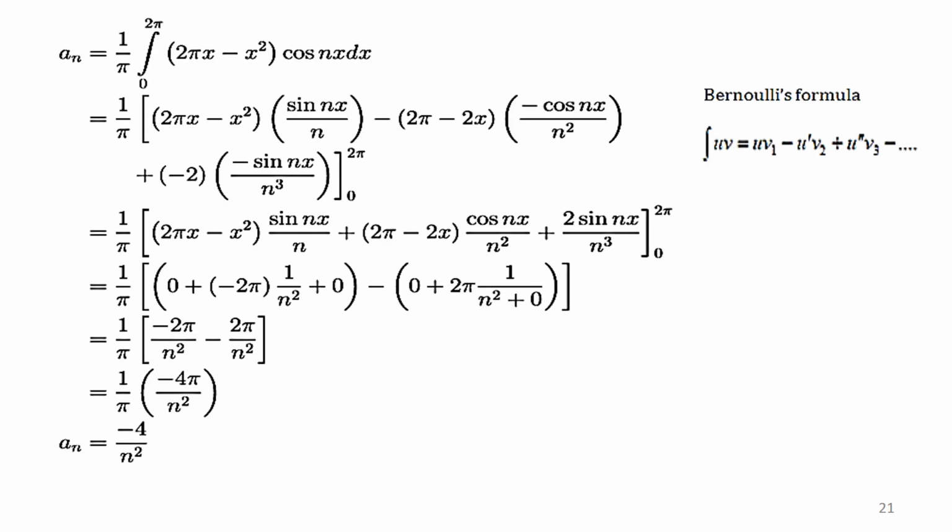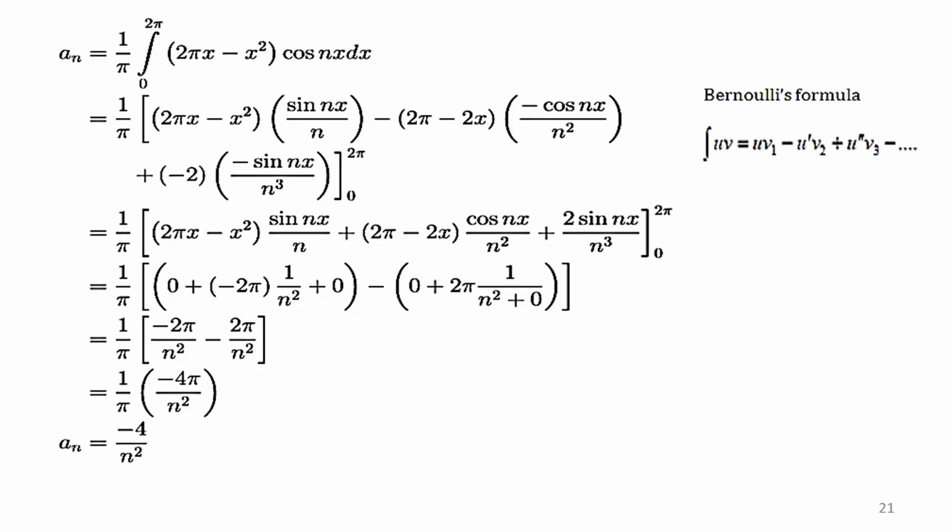Then for a n, likewise use Bernoulli's formula. Take u is equal to 2 pi x minus x square, then u dash becomes 2 pi minus 2x, then u double dash becomes minus 2. Then you have to substitute the values of u dash and u double dash in place of Bernoulli's formula, and you have to solve it. Then you have to substitute the limit 0 to 2 pi, and for sin nx, you know that sin n 2 pi or sin 2 pi, every value would become 0. The whole sin term becomes 0. You will only be having the cos term alone.